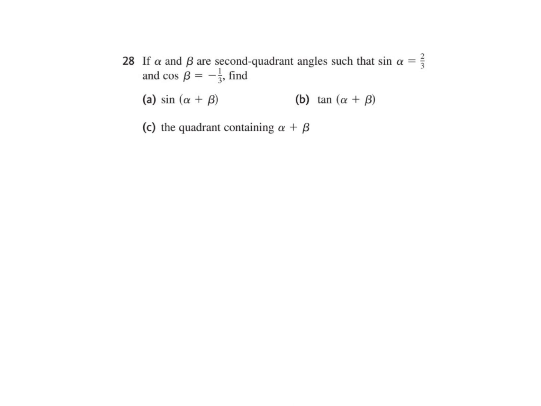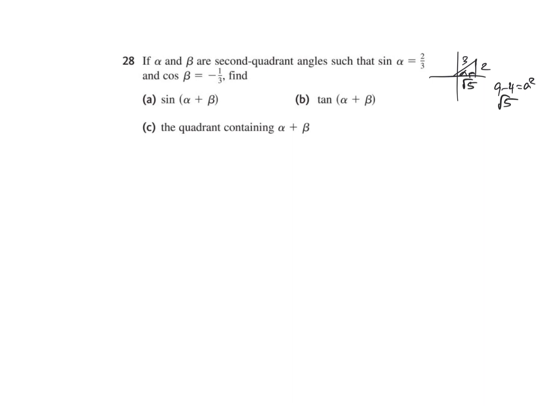Okay, again, here we go. Let's draw these. Sine of alpha is 2/3. So that's y over the hypotenuse. I should draw this a little bit bigger. So now we have 9 minus the 4 equals a squared, for a squared plus b squared equals c squared. So it's the square root of 5.